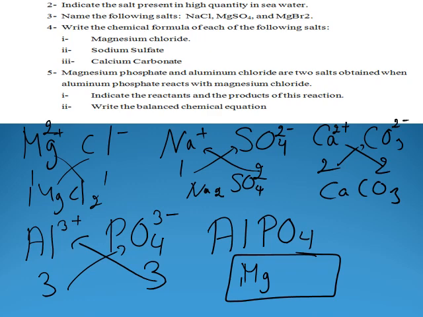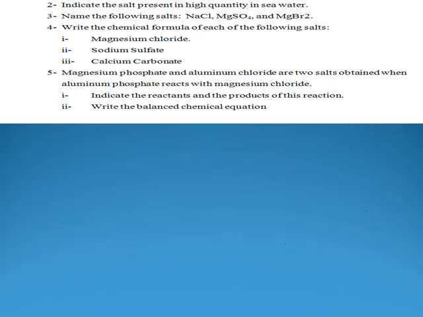Moving back to aluminium chloride. Aluminium is Al3+. Chloride is Cl-. So Al3+ and Cl- give AlCl3, aluminium chloride. Whenever you have to solve these questions, you have to go back to ions. You have to study ions. If you didn't study ions, you won't solve any of these questions.